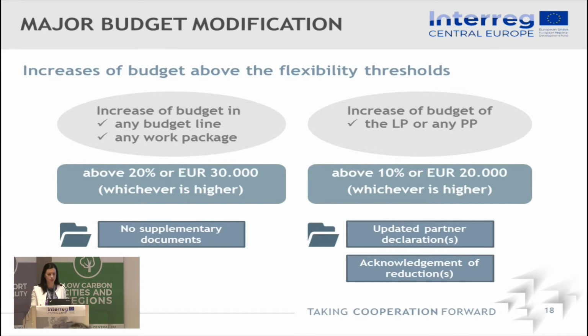So the major budget modification, as said, is just an increase above these flexibility thresholds that we have seen before. So any work package or any budget line increased above 20% or above 30,000 euro, whichever is higher, or an increase in the budget of the lead partner or of any project partner above 10% or 20,000 euro, whichever is higher. And for this increase of budget of one project partner or the lead partner, we would also need an updated partner declaration, which is stating the co-financing of this partner, and also acknowledgement of the reduction of another partner.